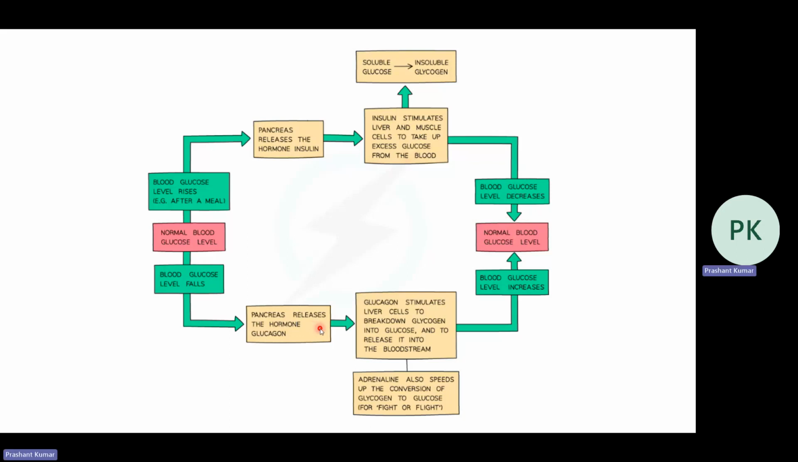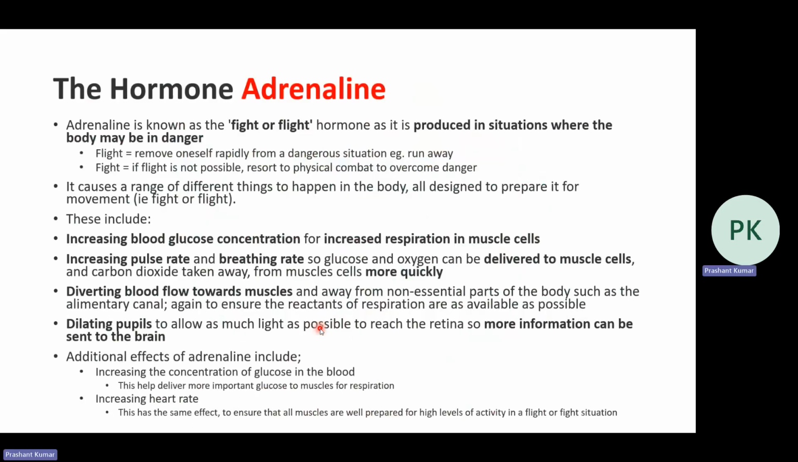And in this way, your blood sugar will come to normal or it will increase up to a certain limit, right? So adrenaline, known as the fight or flight hormone, is produced in situations when the body may be in danger, that is either a fight condition or a flight condition. It increases a range of different things in the body, designed to prepare for it. They are making ready, which includes increasing blood glucose level for increased respiration in the muscle cells, because the body is doing respiration and energy is going to be produced.